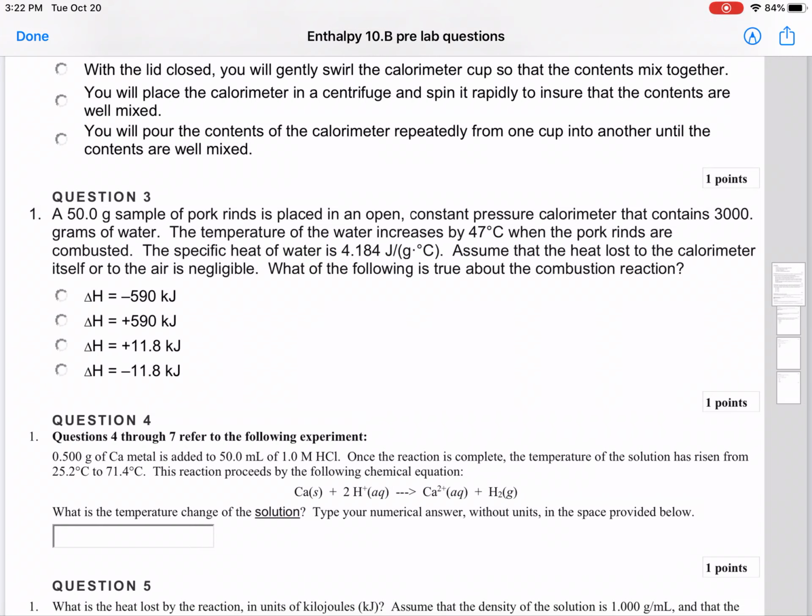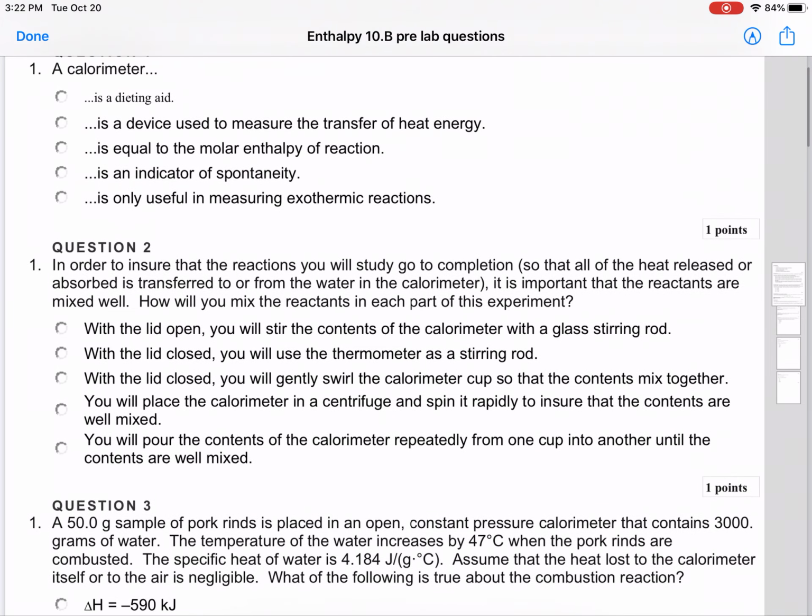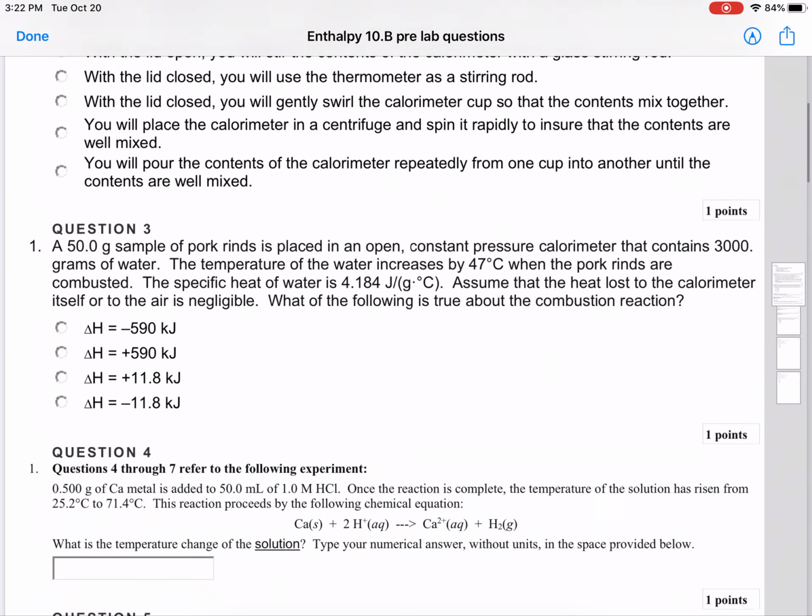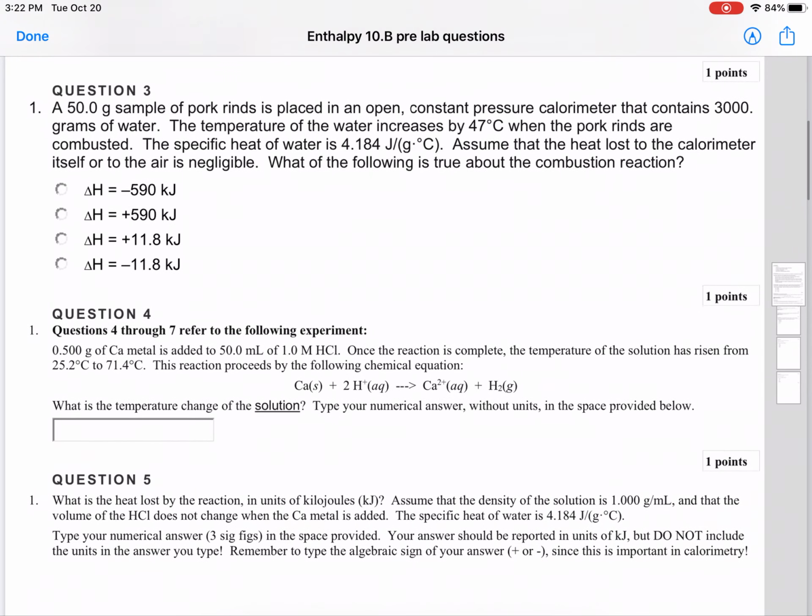Hi everyone, hope all of you guys are doing well, and this is the pre-lab assignment for the enthalpy experiment, which is experiment 10b. Questions 1 and 2 are conceptual ones, you guys can work on that. Let's look at question 3.